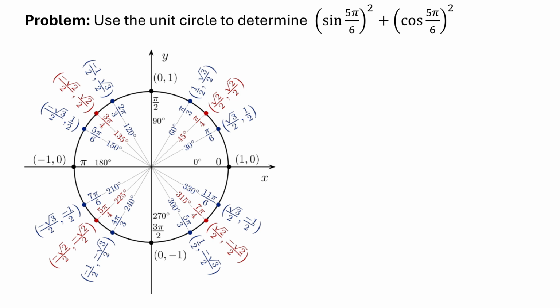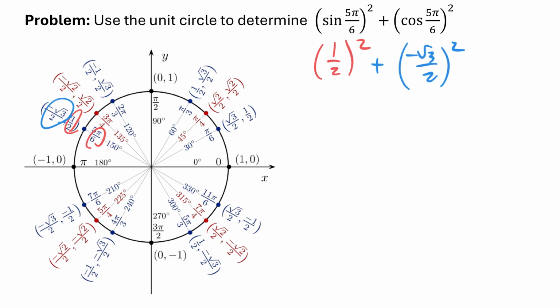All right, so assuming you gave that a try, 5 pi over 6 is right here. First we have to find sine, which is 1/2. That's going to be this one. Then we have to find cos, which is going to be negative root 3 over 2. Now again, we have to do the squaring first. So 1/2 squared is going to be 1 times 1 is 1, 2 times 2 is 4. Here, the negative makes a positive, and root 3 times root 3 is just a 3. 2 times 2 is 4.